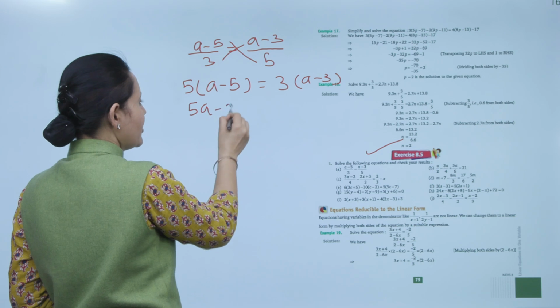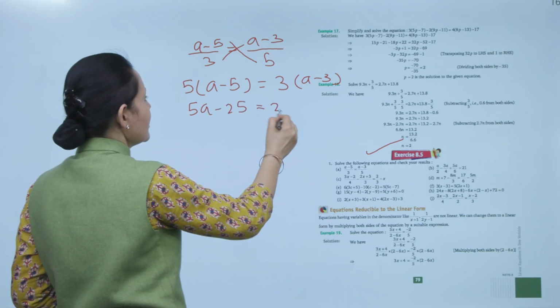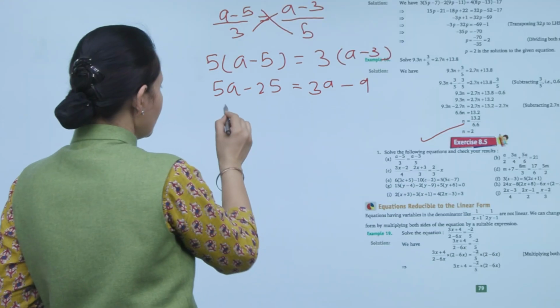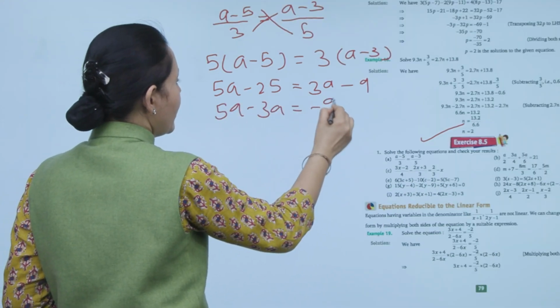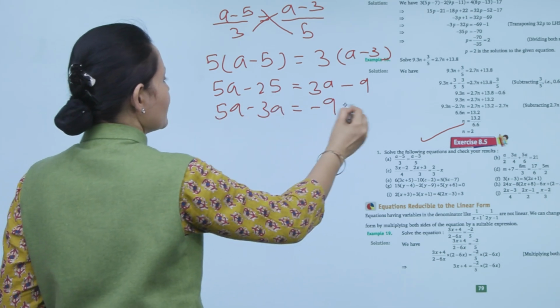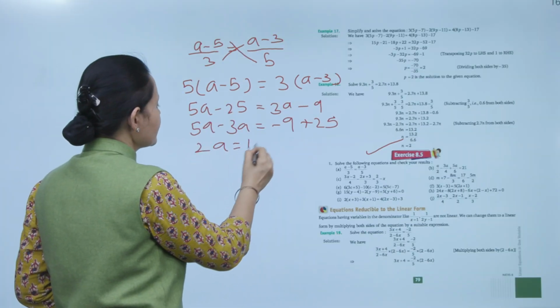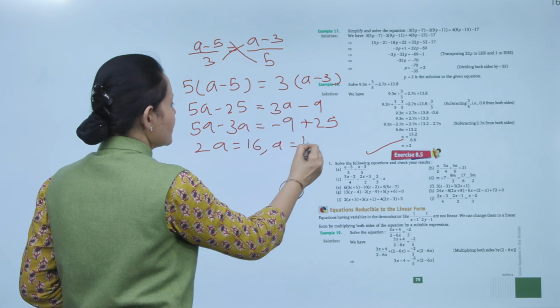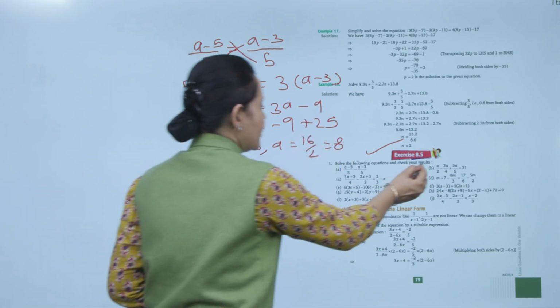5a minus 25 equals 3a minus 9. 5a minus 3a equals minus 9 plus 25. So 2a equals 16 and a equals 16 upon 2, that is 8. Now we have to check the result.